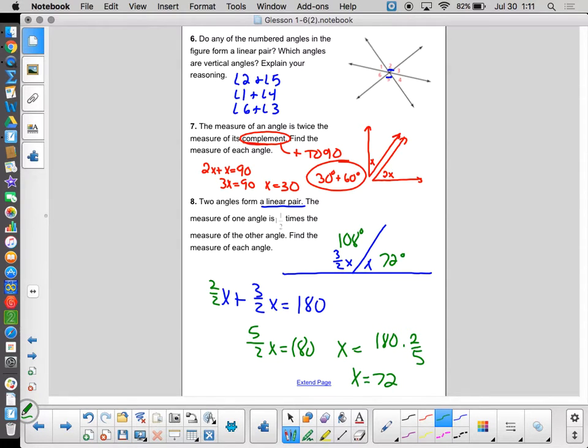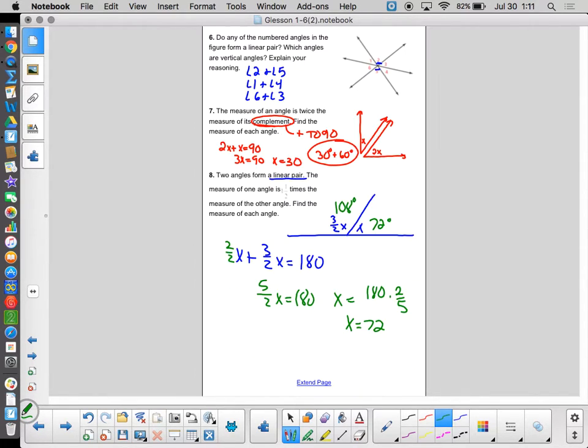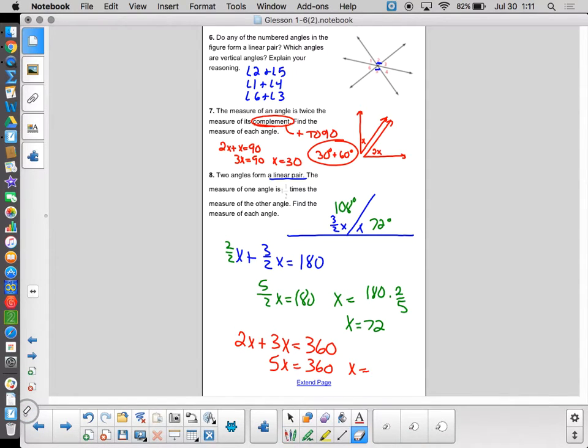And sure enough, that adds up to 180. If you want to do the eliminate the fraction route, what you do is you multiply everything by 2. So alternately, you'd say 2x plus 3x equals 360. So 5x equals 360. And we still get x is 72.